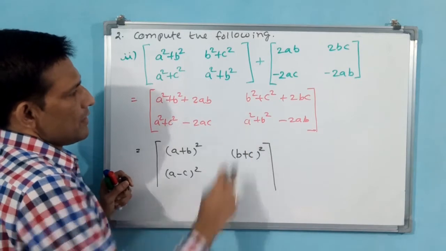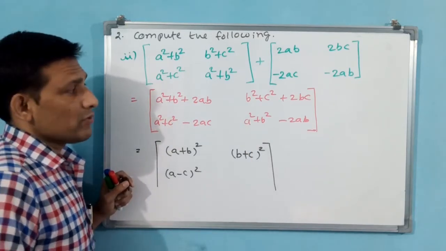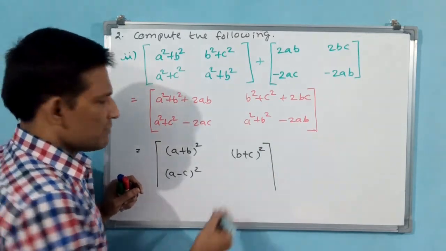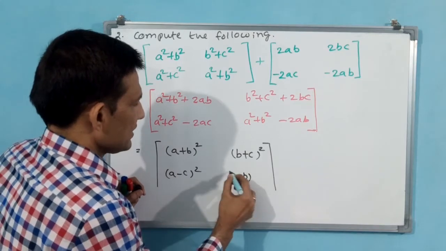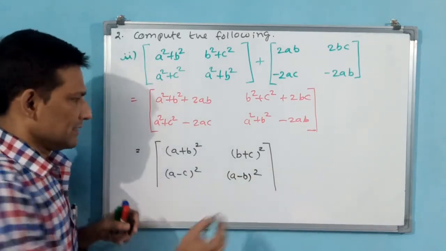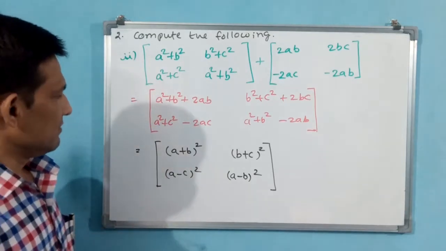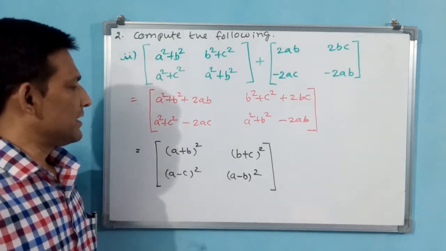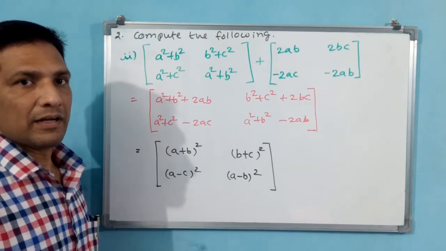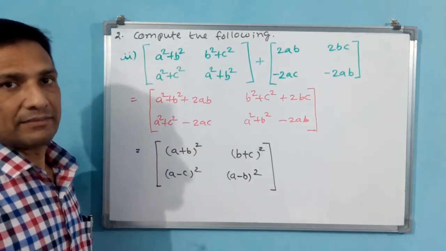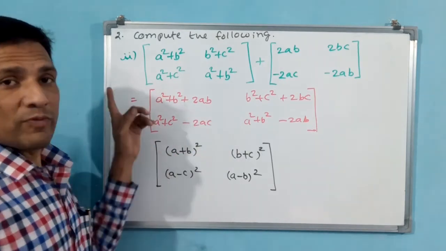Now you see, A square plus B square minus 2AB is A minus B whole square. Write down A minus B whole square. Okay, this will be your final answer.